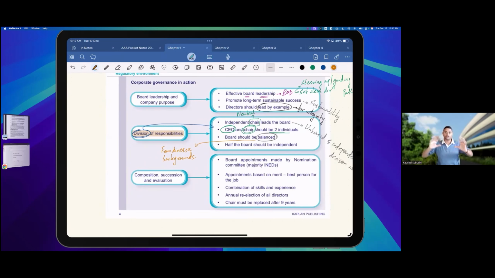You should not have all the board members who are very good in finance, or a board of directors who are very good only in understanding business operations. It has to be very much diversified. And half the board should be independent.